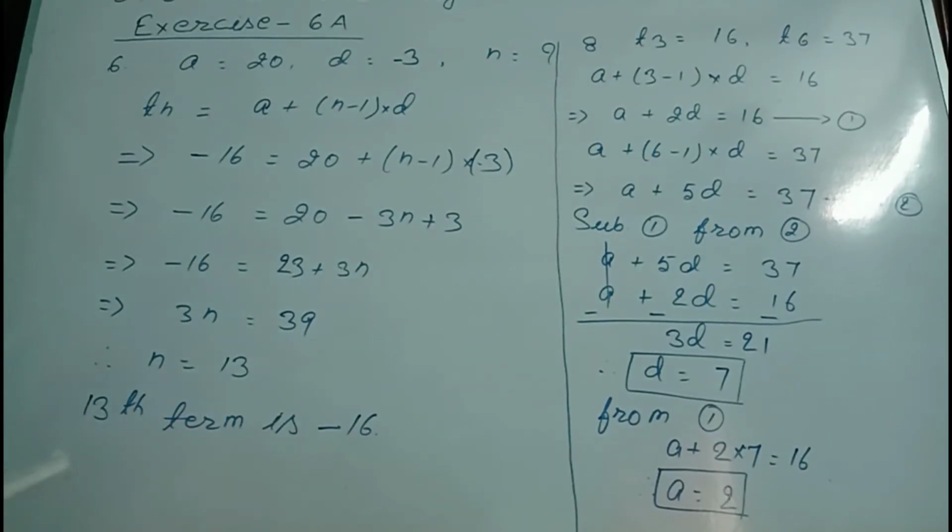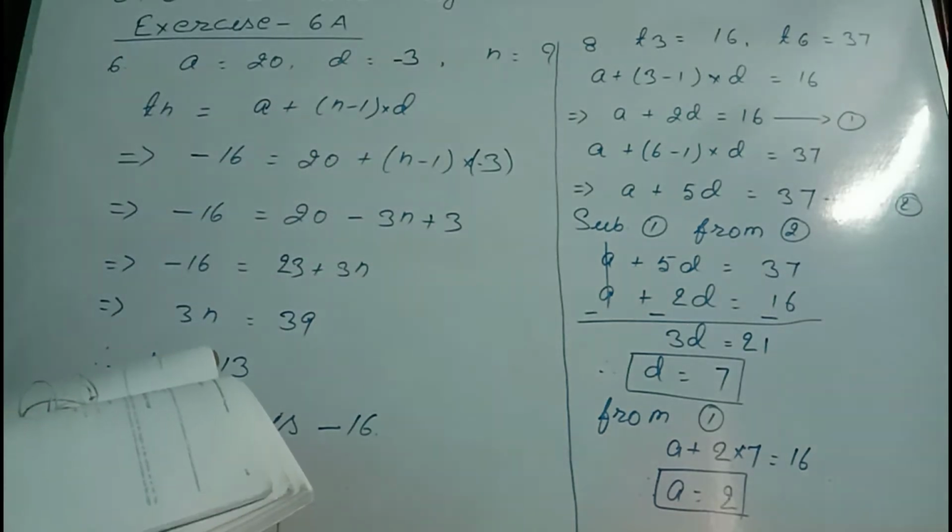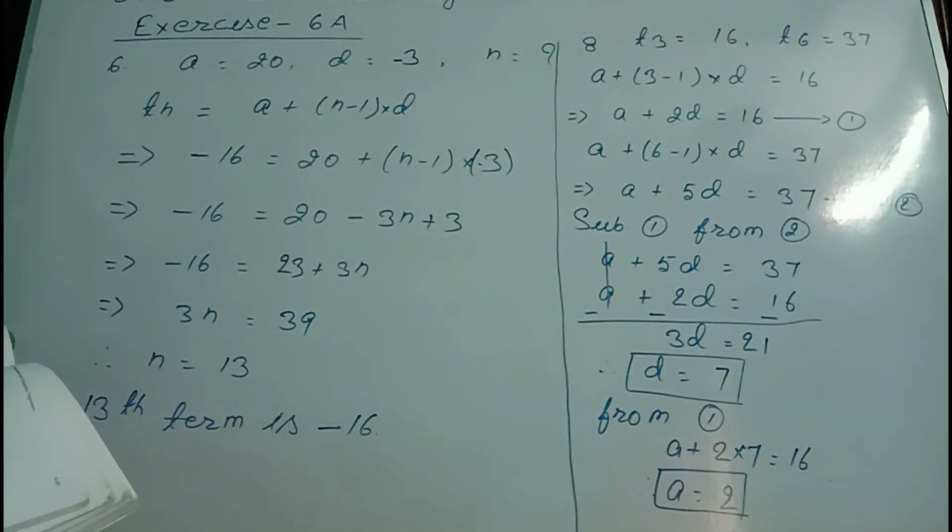Question number 6 states that which term of the AP 20, 17, 14, 11, and so on is minus 16. So in this question, first term is 20, d, common difference is minus 3, and we are asked to find n, means which term, to find the value of n. So we know Tn equal to a plus n minus 1 into d. Here Tn is minus 16, a is 20, n is unknown, that is asked to find out, and d is minus 3. So I kept these values.